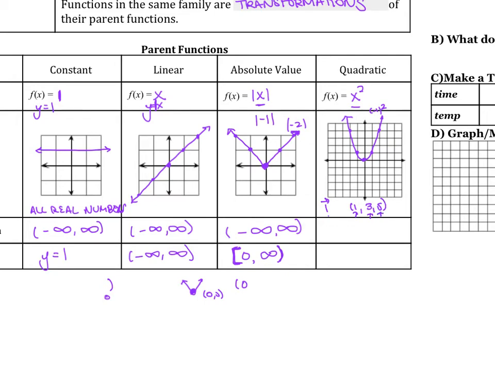Okay. Now let's look at the domain. Domain here, it's very similar to our absolute value actually. Notice there's an arrow, so it's going forever to the left and forever to the right. So therefore this is negative infinity to infinity. In this case, we do have the lowest y value. Our lowest y value is 0. And so again, it's going to go 0 to infinity.